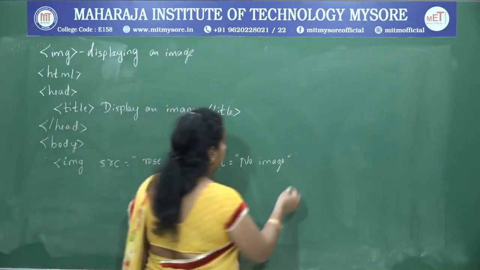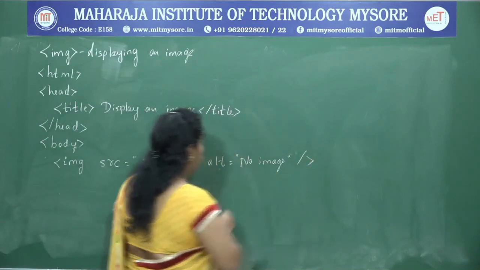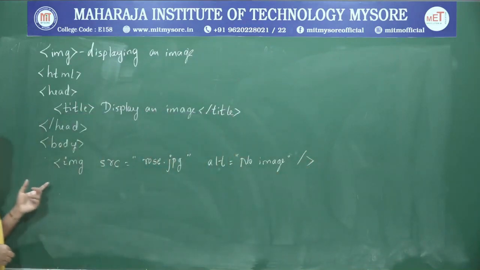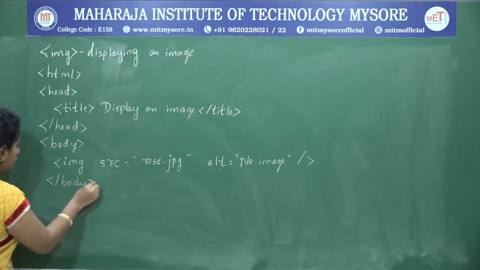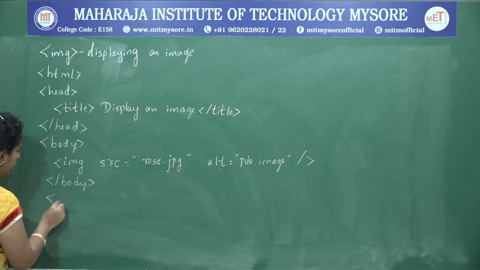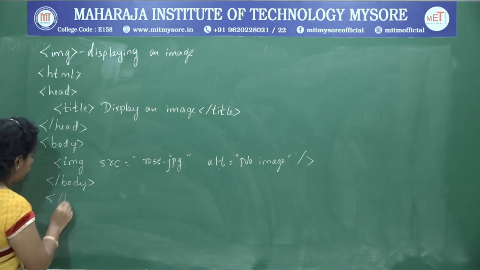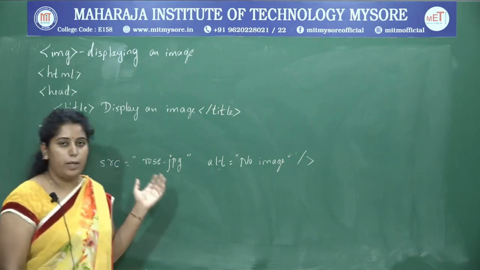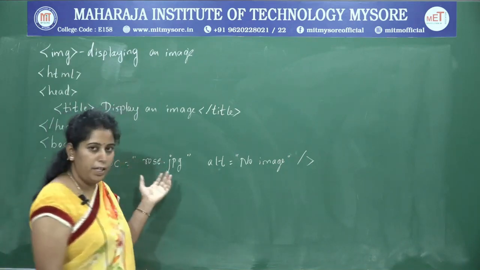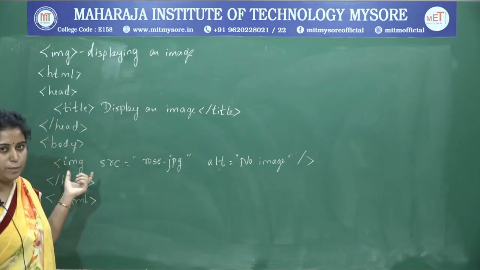And also you have to close the image tag like this. Finally, you can end the body. Also, you can end the HTML. This is one simple program where you are printing an image using this tag.